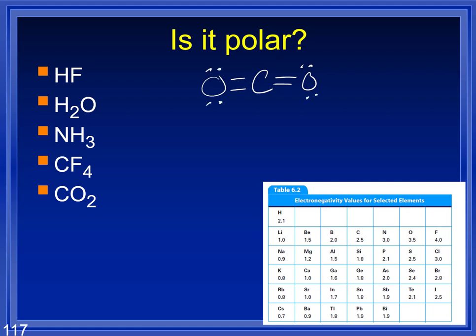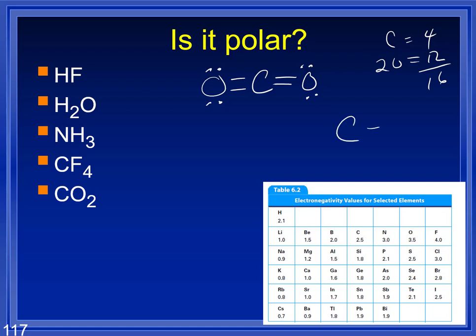And then I should check to make sure that I put the right number of dots. I've got carbon with 4, 2 oxygens, that's 2 times 6 is 12. I should have 16 dots on the screen. 2, 4, 6, 8, 10, 12, 14, 16. There's 16 dots there. Okay, so that's the right structure. That's where you start because you've got to figure out what's hooked to what.